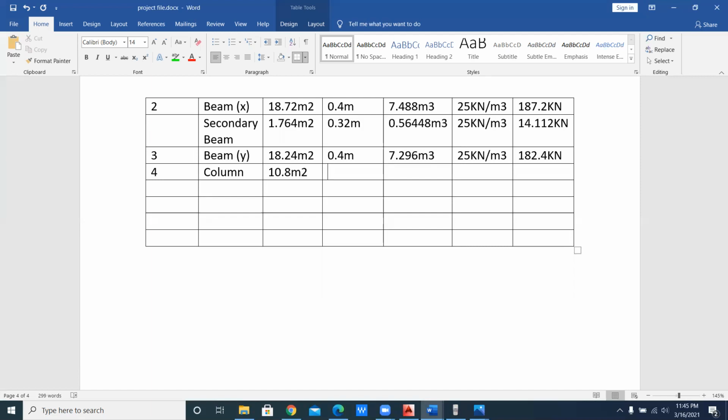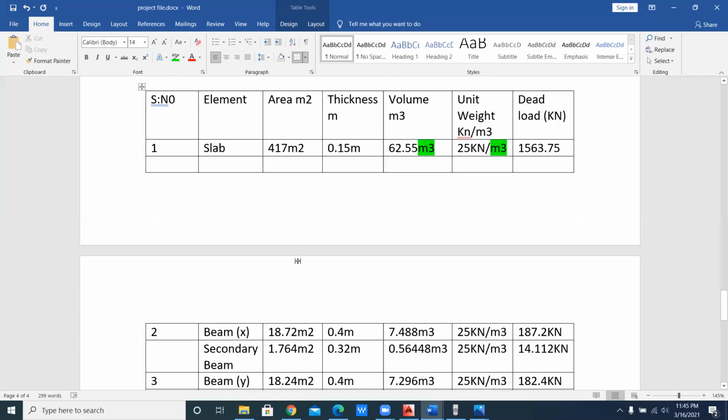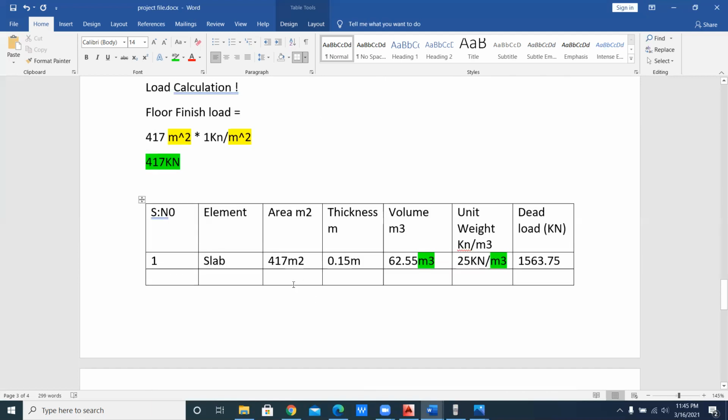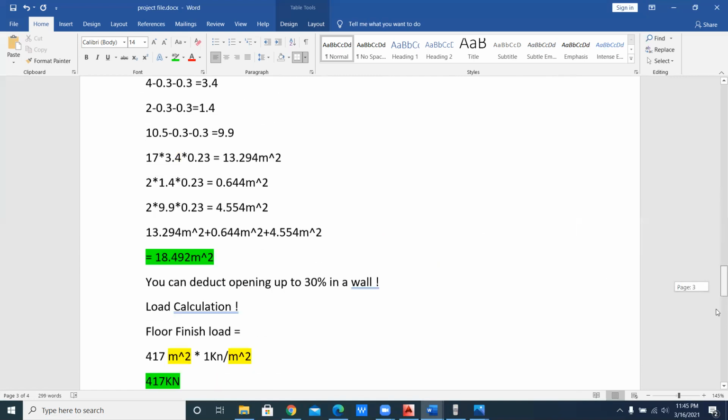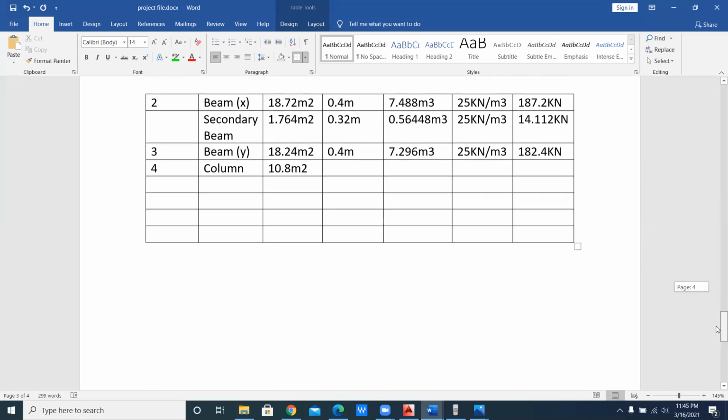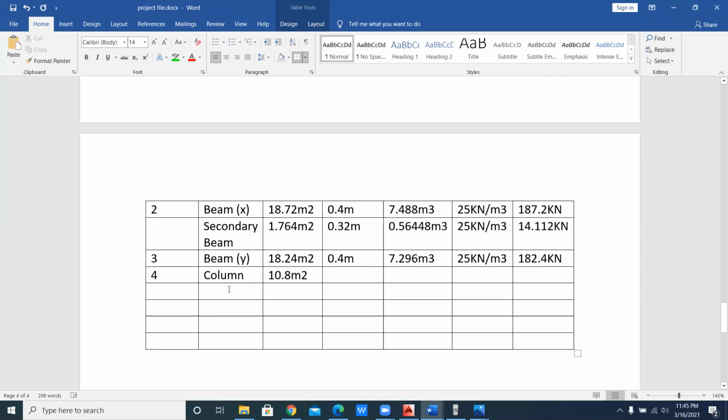And now there is a technique you must remember, as I already told you. For finding the seismic weight of the building, you have to take half the weight of the column and walls. Sorry, column and walls. You have to take the half of these.